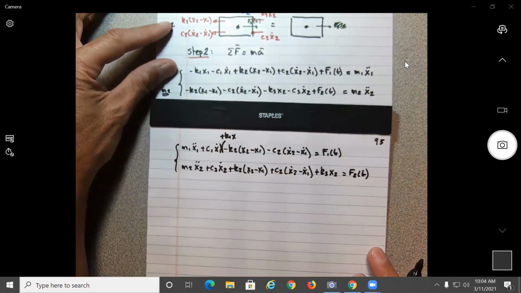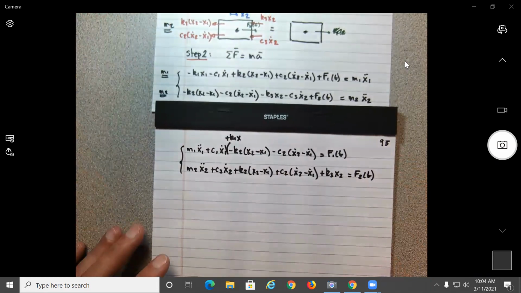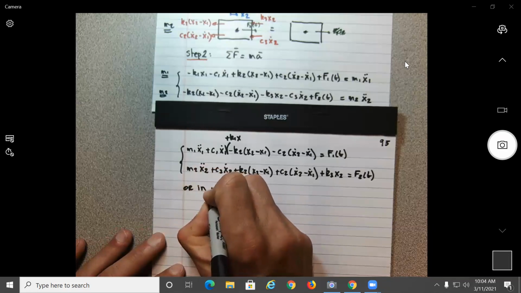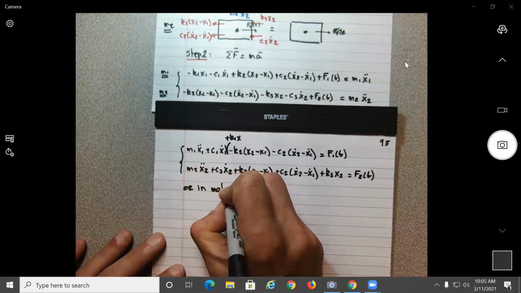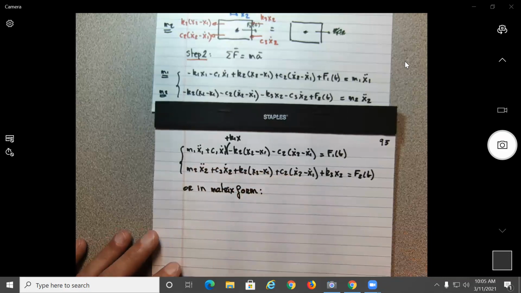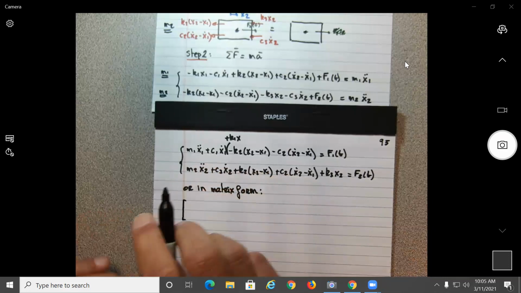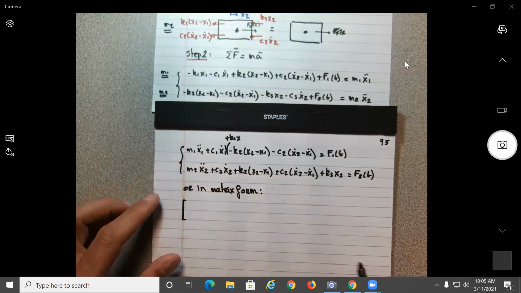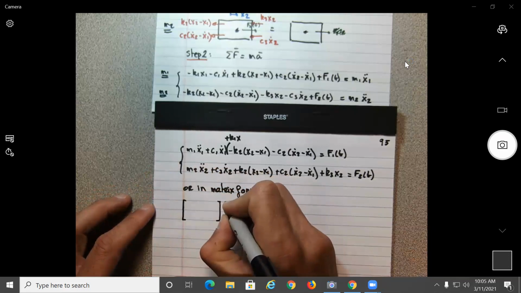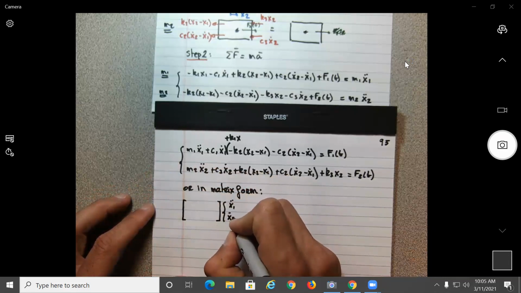Okay, but this is going to become a lot clearer once we rewrite it into matrix form. So let's see if we can do it together. The first term we're going to have here is X double dot 1, X double dot 2.